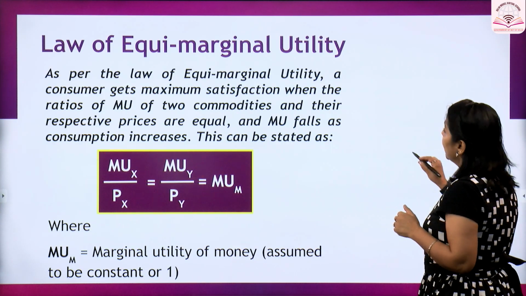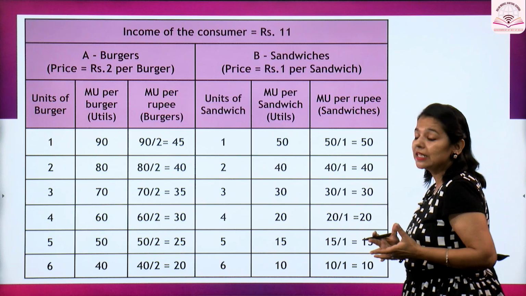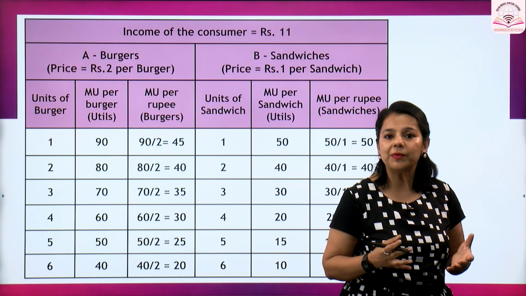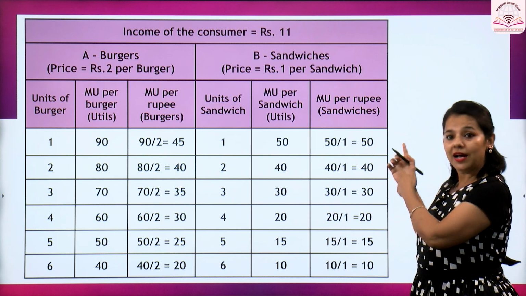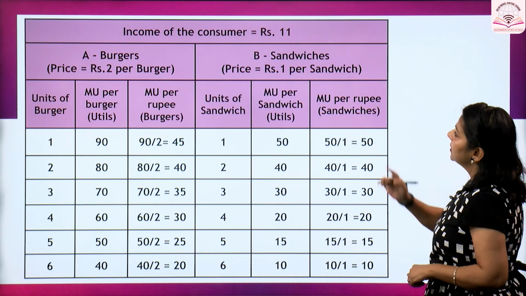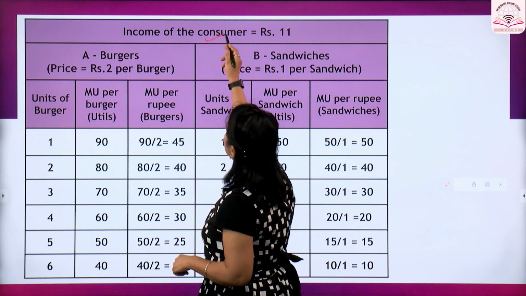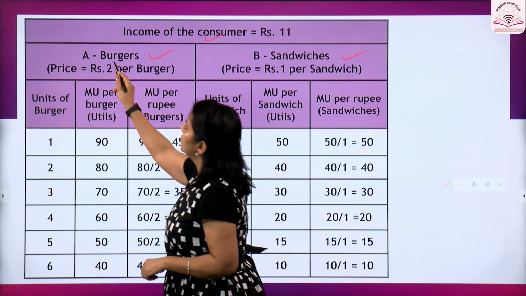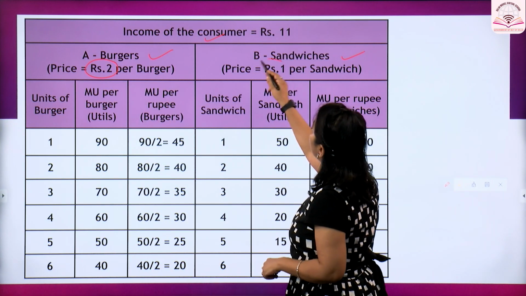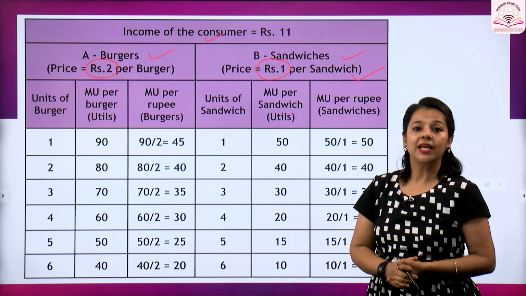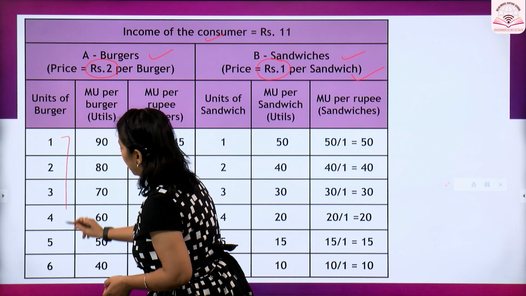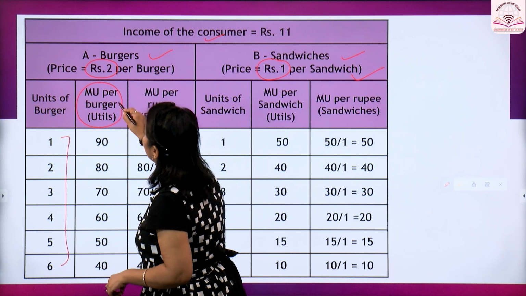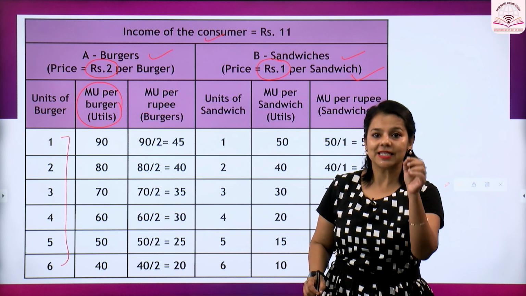Now, if we want to see the relationship between the law of equimarginal utility and consumer's equilibrium, we need to see this through a table. In this table, the consumer's income is given as rupees 11. The two commodities are burgers and sandwiches. The price is rupees 2 per burger and rupees 1 per sandwich. In the first column, units of burgers are given to us. In the second one, marginal utility per burger in terms of utils is given to us.